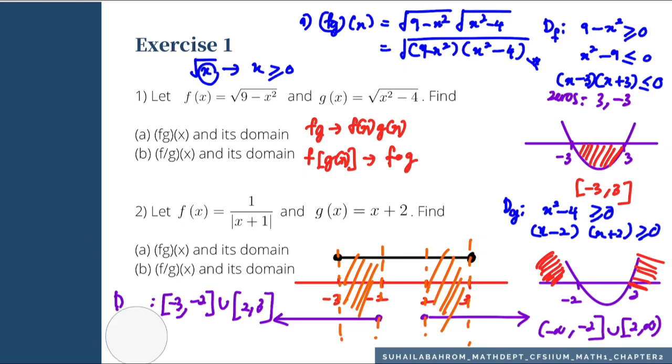Just now the domain here refers to the domain of f over g.